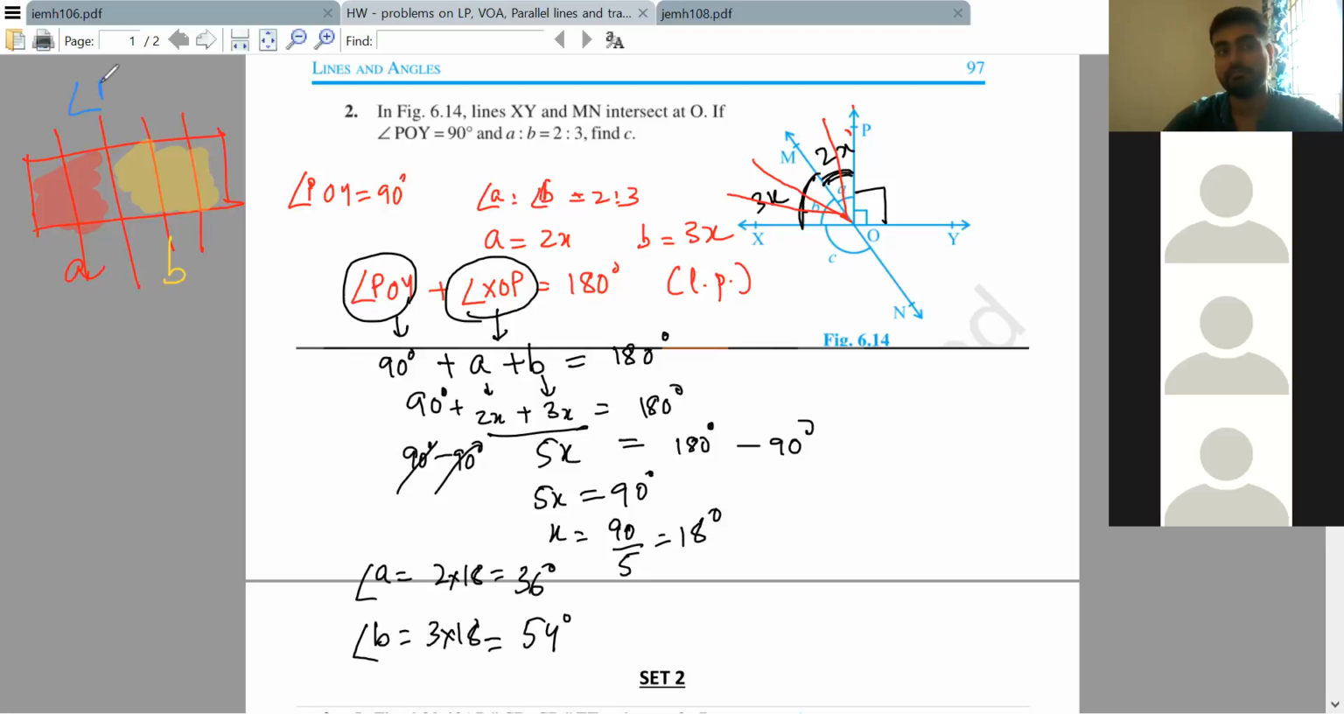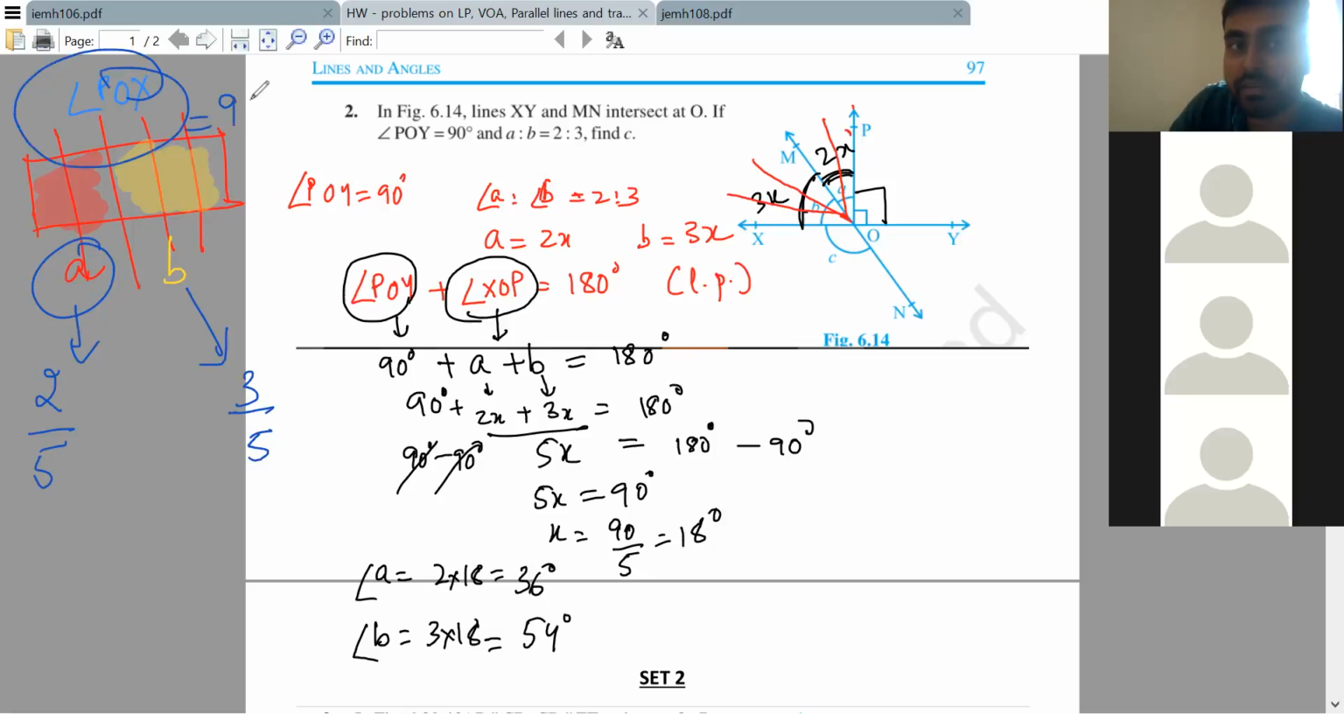Vaishnavi, are you getting me? Yes, sir, I got you. Yeah, and now this is just the natural understanding we have of ratios, right? Ratio is what? Some whole has been divided into parts like this. Now, how much is A? A is 2 by 5 of that whole. How much is B? B is 3 by 5 of that whole. And what is the whole? Angle POX is equal to 90 degree, because this is already 90 degree. So 2 by 5 into 90 degree, 3 by 5 into 90 degree.